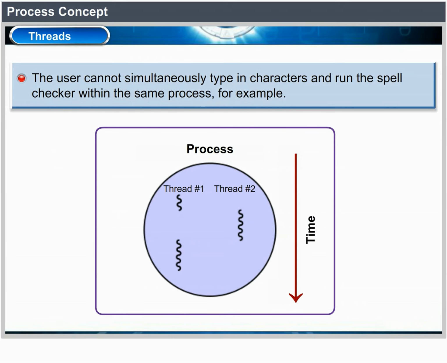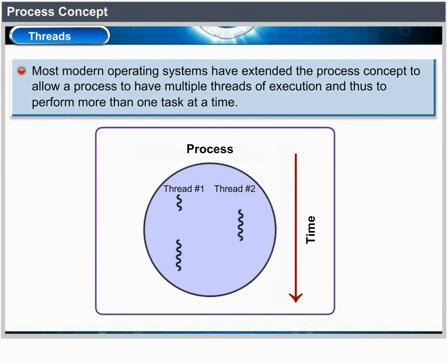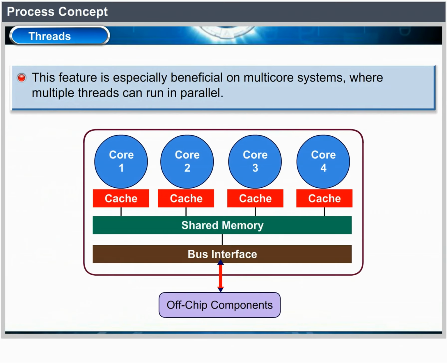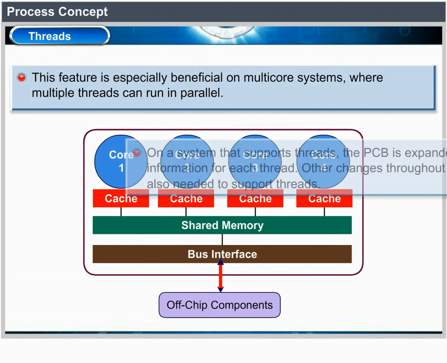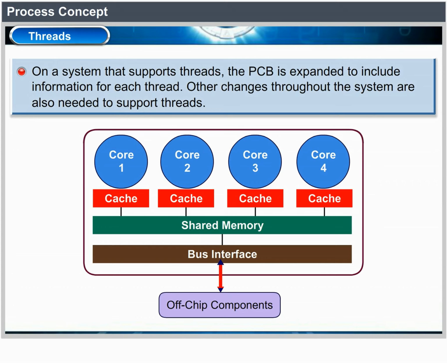Most modern operating systems have extended the process concept to allow a process to have multiple threads of execution and thus to perform more than one task at a time. This feature is especially beneficial on multi-core systems where multiple threads can run in parallel. On a system that supports threads, the PCB is expanded to include information for each thread. Other changes throughout the system are also needed to support threads.